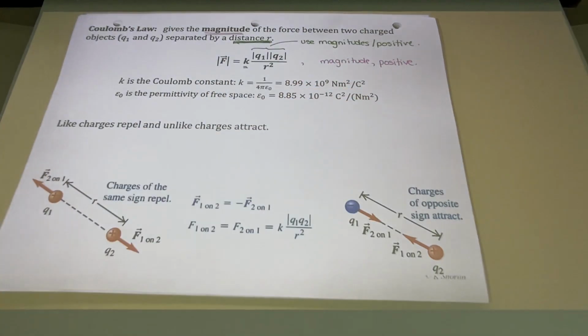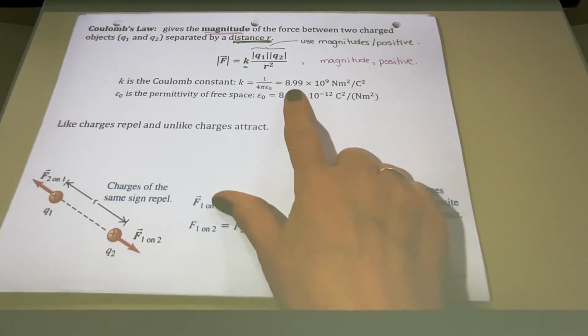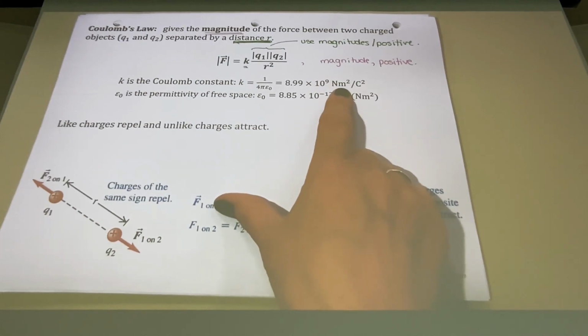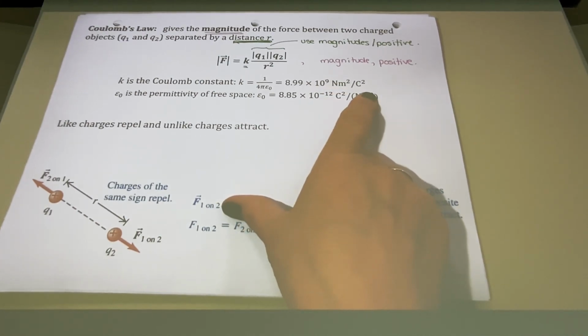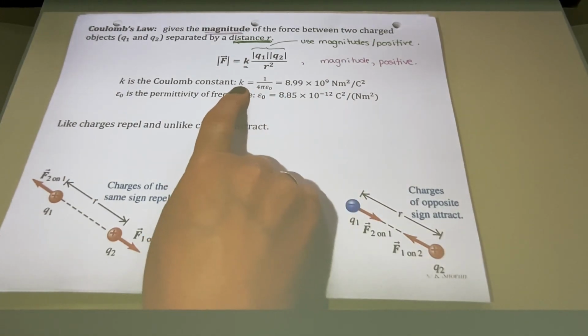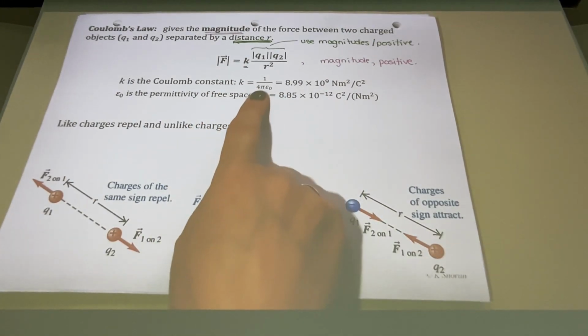This K is a constant. It's called the Coulomb constant. It has a size of 8.99 times 10 to the 9, and the units are newtons times meters squared divided by coulombs squared. This constant K is kind of special. It's also equal to 1 over 4 pi epsilon naught.